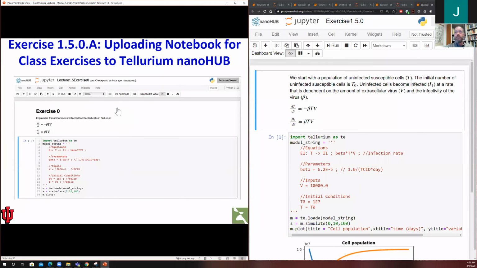Okay. So you should have a directory, a file window that looks like this. There's a text box here that says we start with a population of uninfected susceptible cells, T, initial number T0. Cells become infected, I1 cells, at a rate that's proportional to beta times the number of T cells times the amount of virus. We're going to assume that the amount of virus is constant here. And now we're going to build a teeny little Tellurium model, which we're going to run.